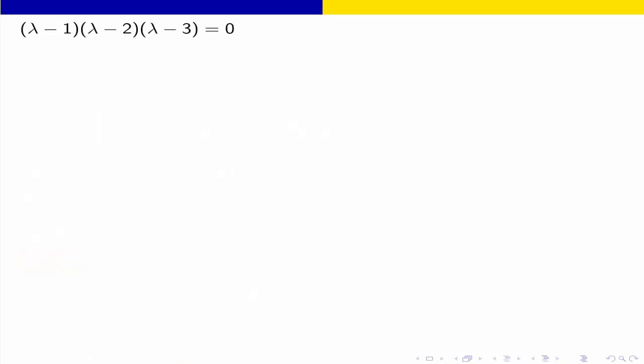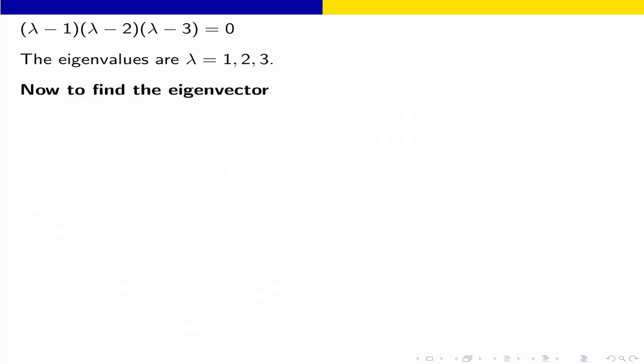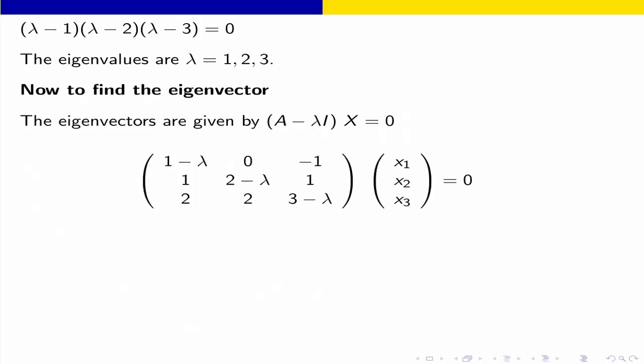So therefore we get (lambda minus 1)(lambda minus 2)(lambda minus 3) is equal to 0. So from this, the roots are 1, 2, 3. So the eigenvalues are 1, 2 and 3. Now we go to find the eigenvectors. The eigenvector is given by (A minus lambda I) x is equal to 0.